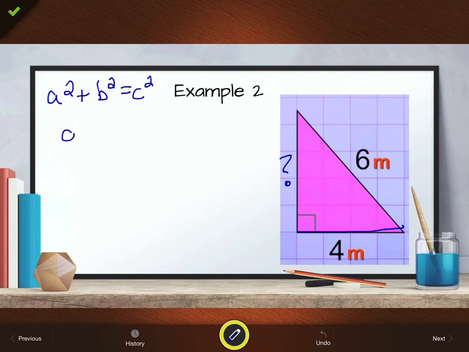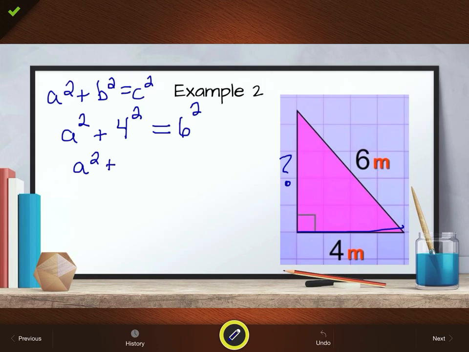I'm just going to go A squared for the missing leg plus my other leg squared. Mostly I started with the variable because you guys usually like the variable first. Equals hypotenuse squared. My hypotenuse is 6. Now this adds a step of algebra. So watch how this comes apart.